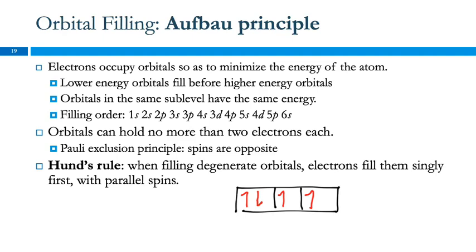You're going to put them in separate orbitals in that same room, same sublevel, because the energy is the same. And we're going to just put them spin up. And then when the next one comes in, once all of them are half full, they'll start to pair up with opposite spins.